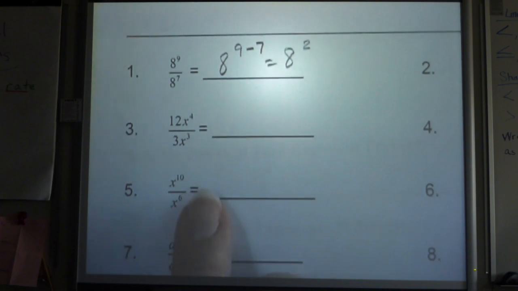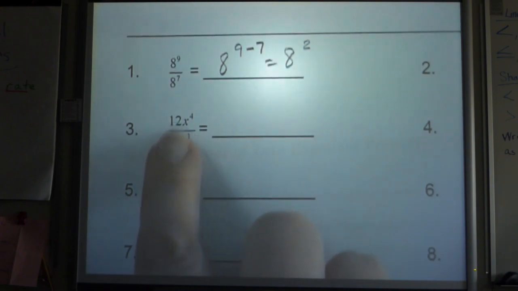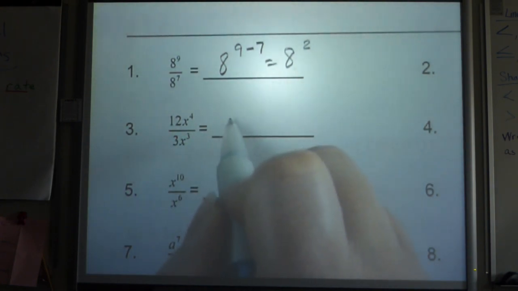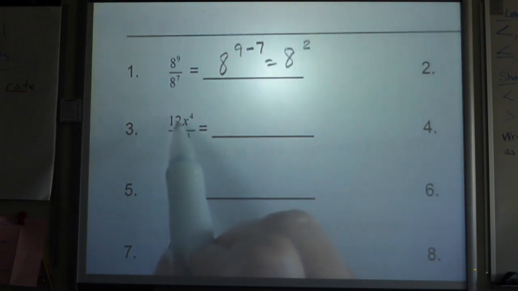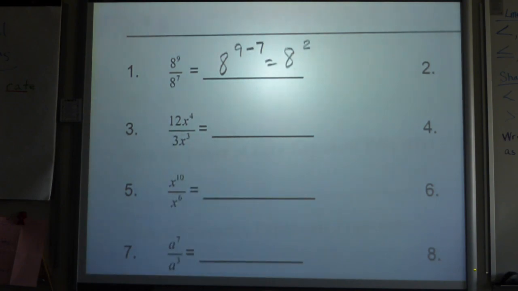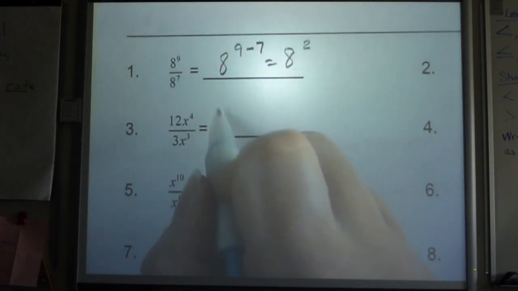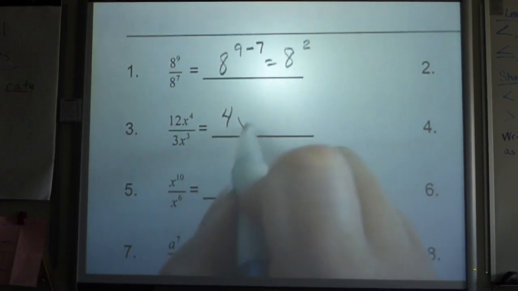Okay. Number 3, we have 12 thirds. So as a fraction, can I simplify that? It's a division problem, right? 12 divided by 3. What is that? 4. Okay.